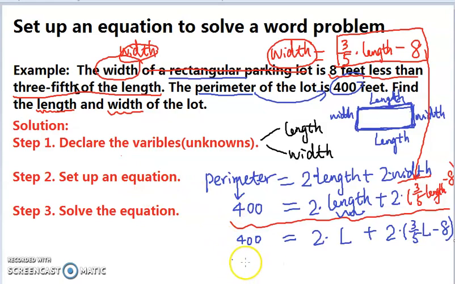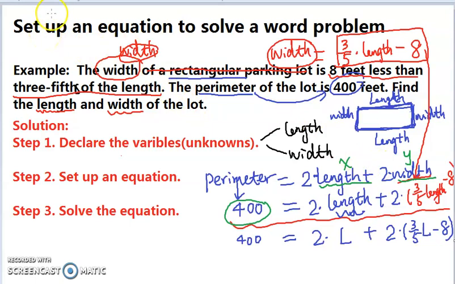The last step is to solve this equation. Before we solve the equation, I want to say a few words here. Notice that after we write down the formula, perimeter equals 2 lengths plus 2 widths, there is a number for perimeter, 400, we can plug in. But because both length and width are unknowns, we can't find numbers to plug in. And we don't really want to use two variables like x and y for them, because I said I want to use one variable to solve this equation.